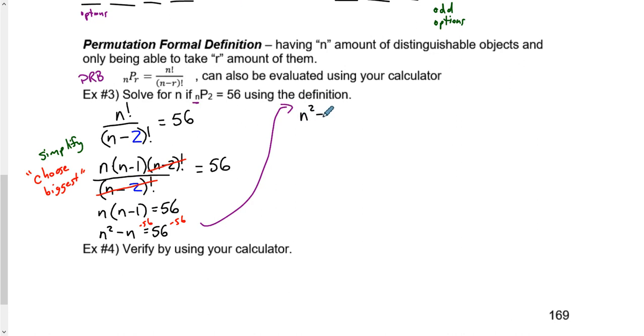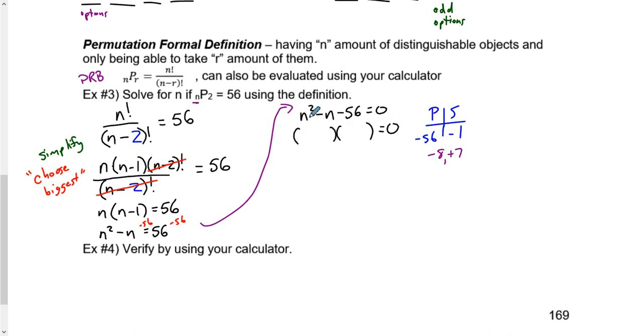So n squared, subtract n, subtract 56 equals 0. Find our P and S, or product and sum. A product of negative 56 and a sum of negative 1 is going to be negative 8 and positive 7. I don't have to worry about anything further because we only have a 1 in front of our n squared. So we are just going to plug those numbers straight in.